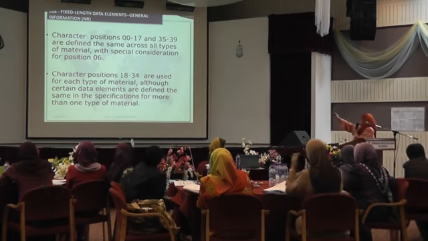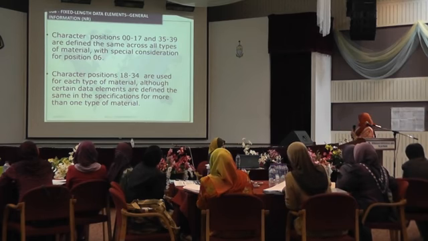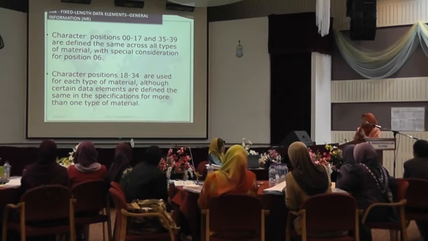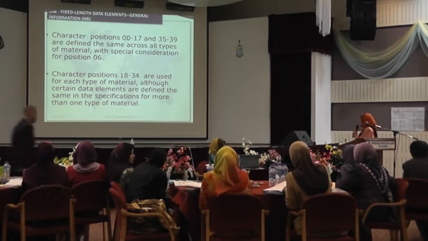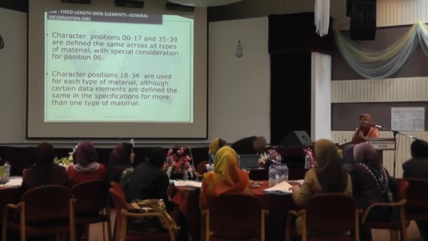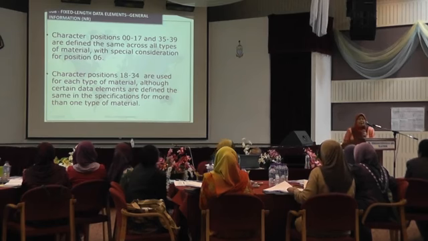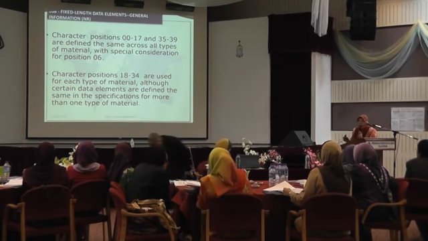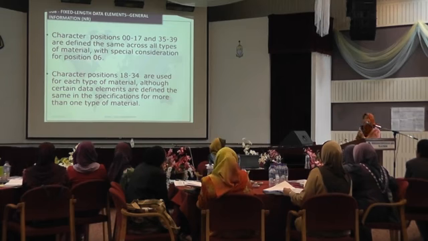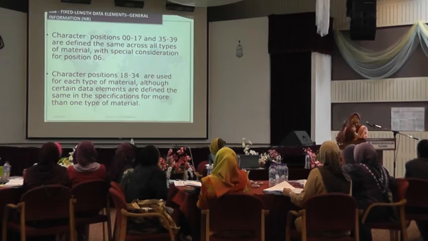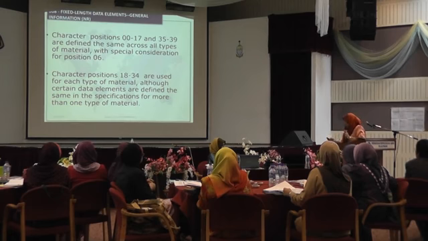So let's look at the character position 00 to 17 ya, and 35 to 39 ya. The 40 character positions, they are defined the same across all types of material. Maknanya setiap bahan tu, regardless lah what type of material that you're cataloging, it should be the same. Ya, dia punya elements should be the same ya. So only kalau misalnya kita ambil yang 18 to 34, only then it is berdasarkan kepada the type of material, because information yang kita masukkan, the value tu adalah lain ya.